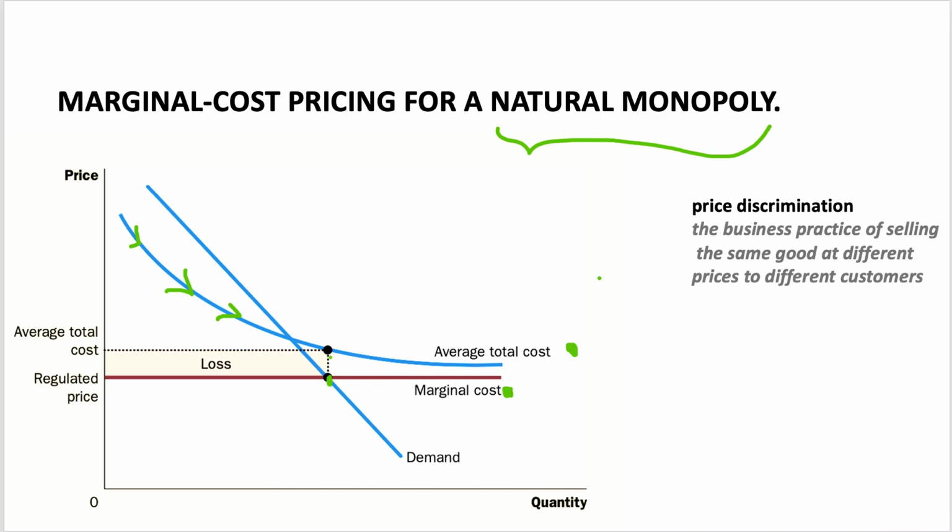So when cost is higher than the revenue, what will happen is that the firm will operate at a loss. So in this situation, the natural monopolist will be in loss. This is a very frequently used graph in natural monopoly. Most of the time they have to operate at a loss because of this situation.